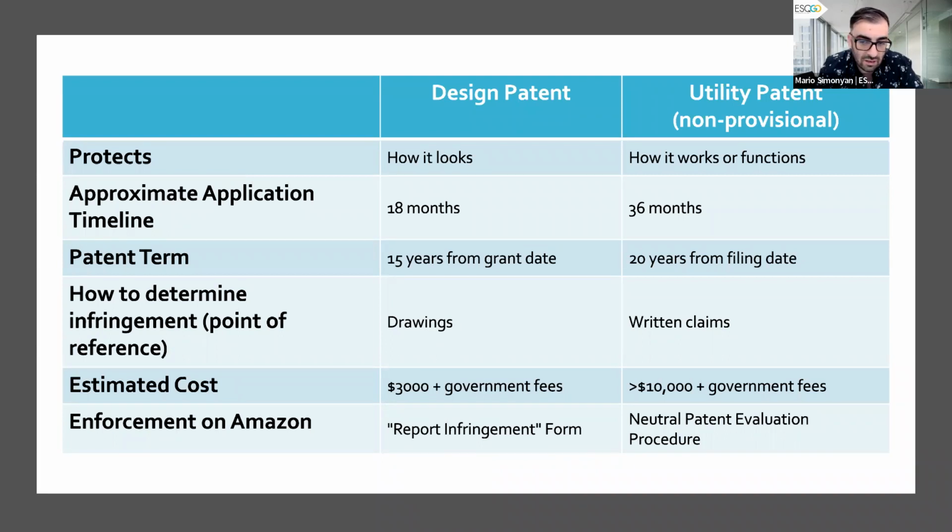The only caveat to that is if a neutral evaluation procedure has already been completed, then on certain occasions, they do allow that patent holder to go ahead and use the report infringement form for the utility patent. But that's just a general overview of design patents and non-provisional utility patents.